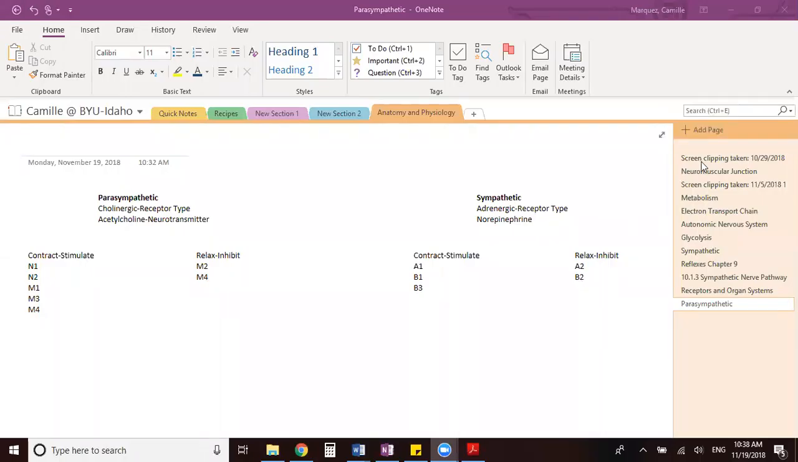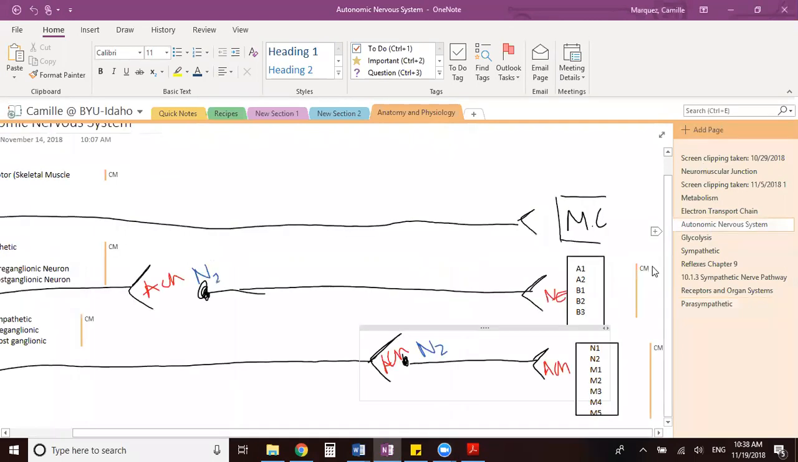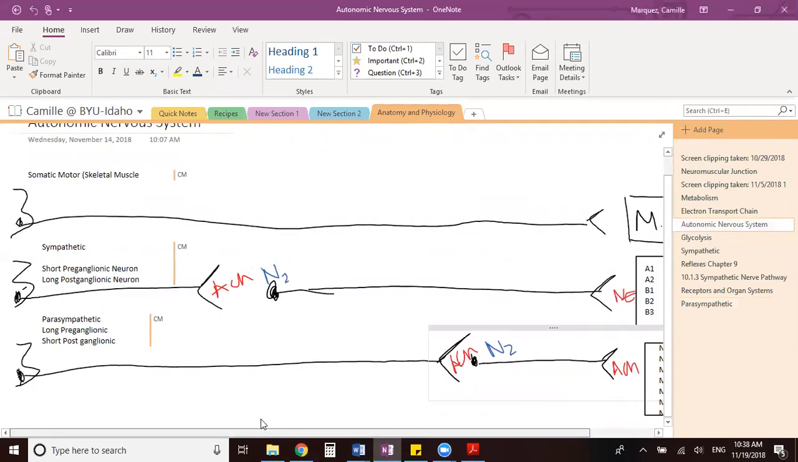Okay, so the first thing I wanted to go over is the pattern that we have in the autonomic nervous system after the neurons leave the spinal cord. So in the somatic motor system, or skeletal muscle, we had a pattern after we left the spinal cord. These little bubble things are the spinal cord. It's really hard to draw here.